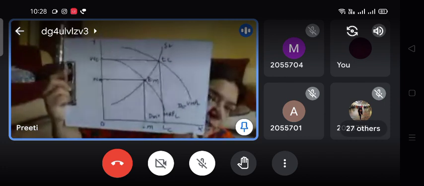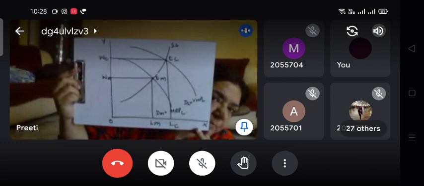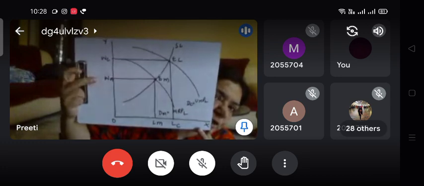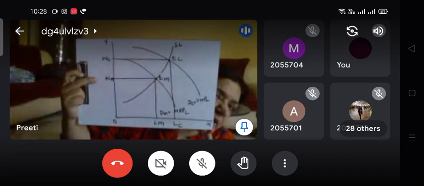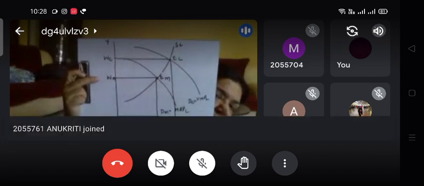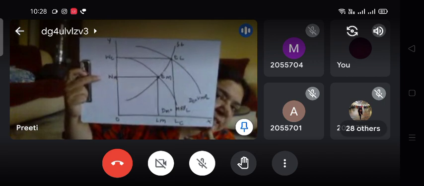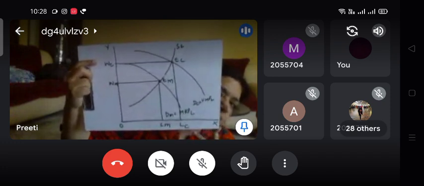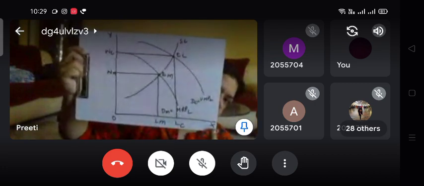We have the VMP curve, which is the DC, and we have the MRP curve, which is the DM. The point where the MRP curve intersects the supply of labor curve is the equilibrium EM, with wage rate WM and labor LM. And where the VMP curve, which is the DC curve as well, intersects the supply curve, it is the point EC where WC wages are given and LC amount of labor is employed. Kindly draw it quickly.